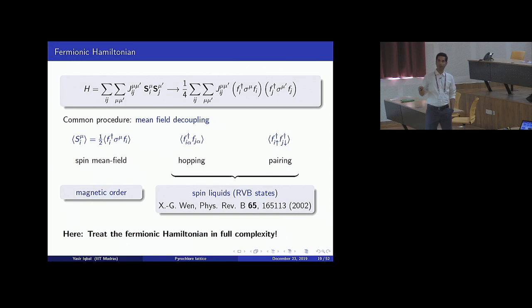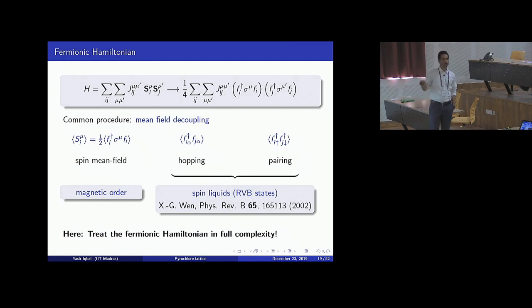Now, the traditional approach which people would take to try to get some insight into the thing would be to do a mean field decoupling. That is, decouple this 4-fermion interaction into a hopping and a pairing channel and the standard spin mean field, right? So the spin mean field would capture the magnetic order, and the spin liquid or the RVB states would be characterized by the sign structures or the different ansatzes that could be generated from the pairing and the hopping terms. Now, the FRG is a much bolder attempt.